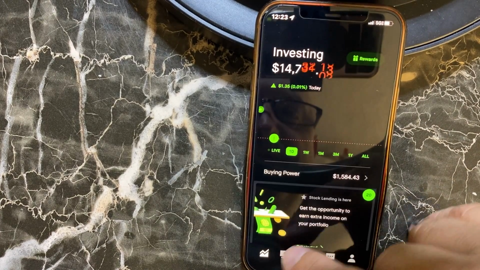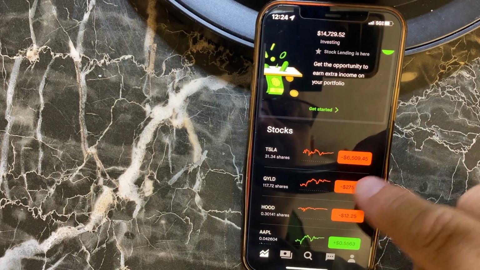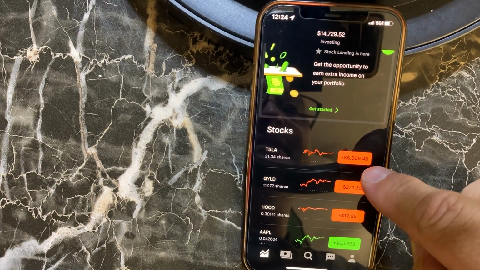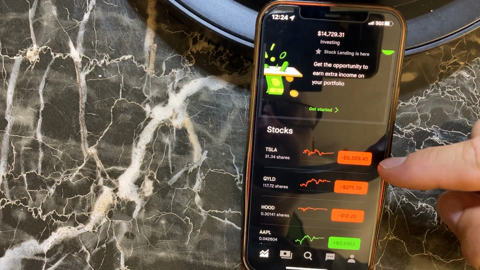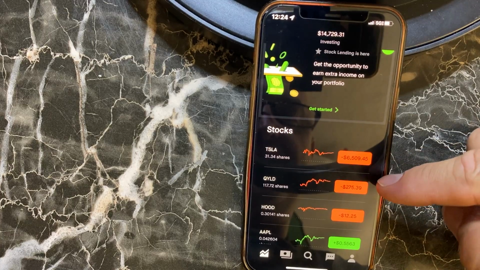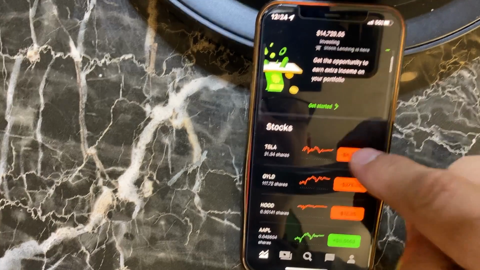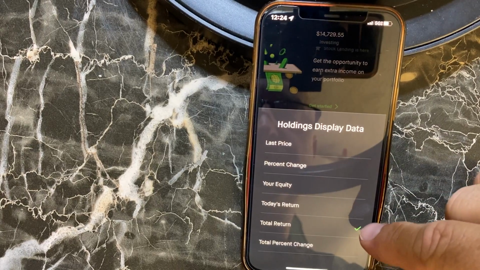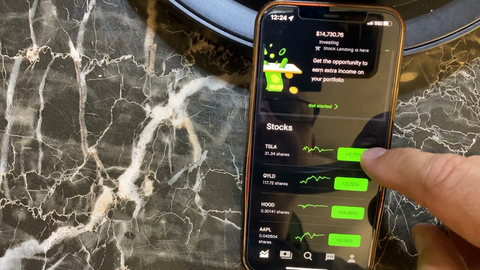Say for example, you want to buy, see most of mine is in Tesla, and right now we're losing money in Tesla because it's upside down because the market's all messed up. Usually if you lose money that day, it'll be in red. And then you can also hit total return, or your equity, percentage change, last price.